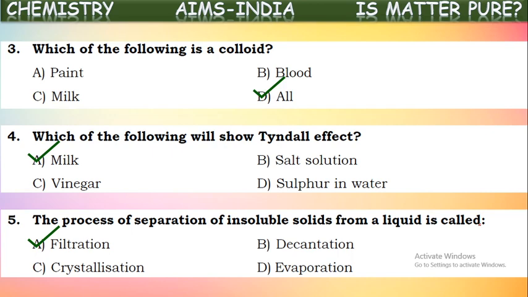One more is decantation also. There they generally allow this mixture of an insoluble solid in the liquid to stand for some time. Then it will settle down. So after settling down, slowly they pass the upper layer of this pure liquid into another container, that is called decantation. They separate liquid from the solid in that. But here they're asking clearly the separation of insoluble solid from a liquid. The most appropriate one here is filtration. By the filtration process, you can separate this insoluble solid substance.